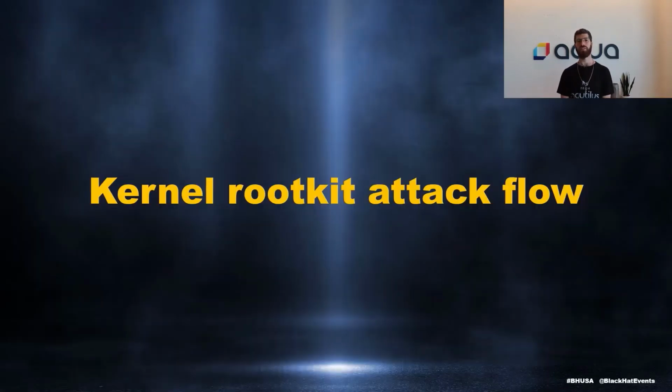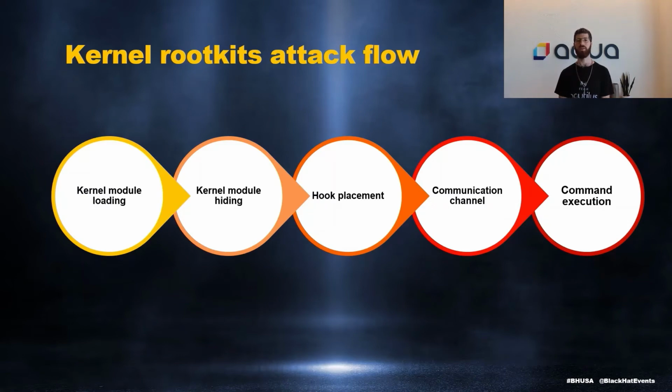So, after 6 months of intense research, we are proud to present to you our kernel rootkit attack flow. We will take you step by step into each phase of the rootkit attack flow. First of all, a kernel module must be loaded, after which the kernel module wants to hide itself to avoid detection. It proceeds into placing hooks upon the system to be able to hide other artifacts like processes and files, and it establishes a communication channel to be able to get commands from its operators, either through a C2 channel or a user space malware which acts as the intermediary between the two. Finally, it gets a command to execute and executes it.